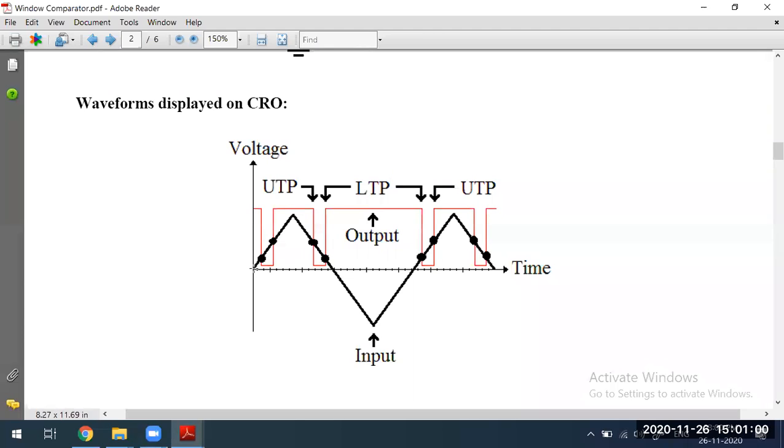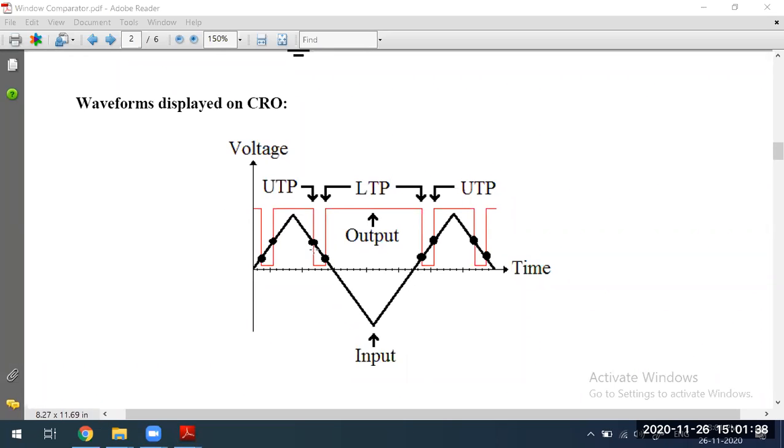The input voltage is 0, 1, 2, 3, 4, 5, 6, 7, 8, some maximum range. After that, 8, 7, 6, 5, 4, 3, 2, 1, minus 1, minus 2, minus 3. In that way, you are changing the input voltages. This triangle wave, what you are seeing, this is a triangular wave, this is an input voltage. This is how you are giving the input.